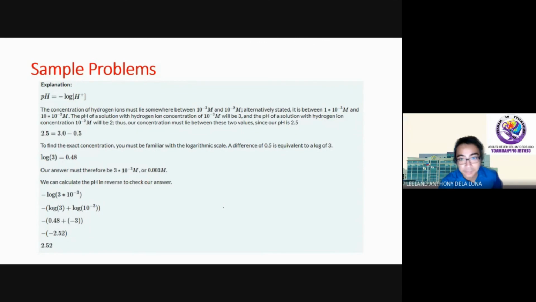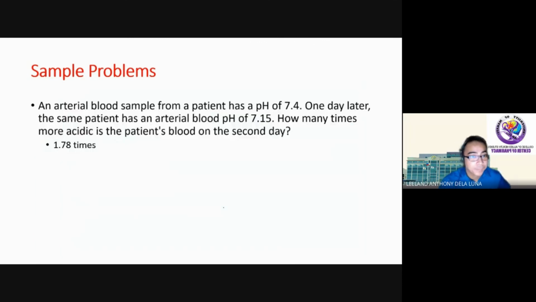Okay. What about this one? An arterial blood sample from a patient has a pH of 7.4. 1 day later, the same patient has an arterial blood pH of 7.15. How many times more acidic is the patient's blood on the second day? Okay, now take note of this class. We're looking at the acidity.